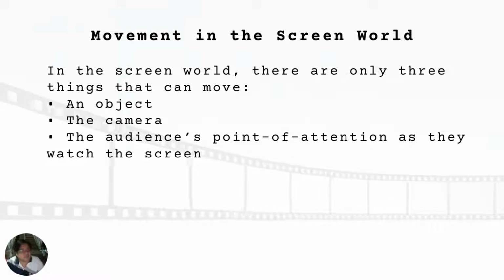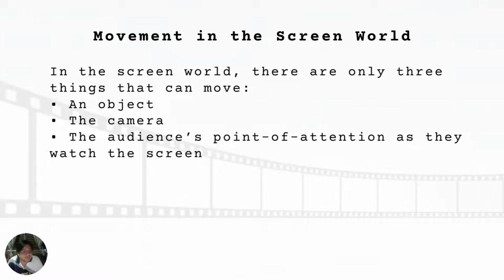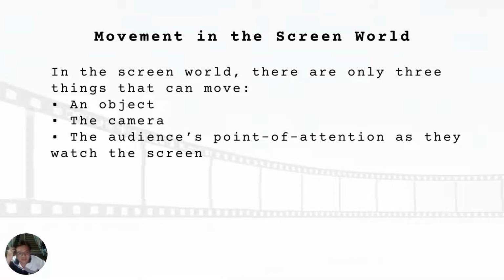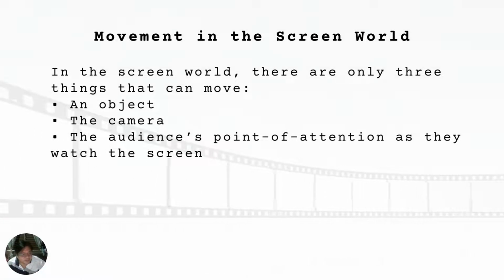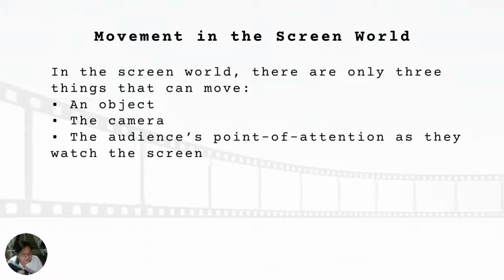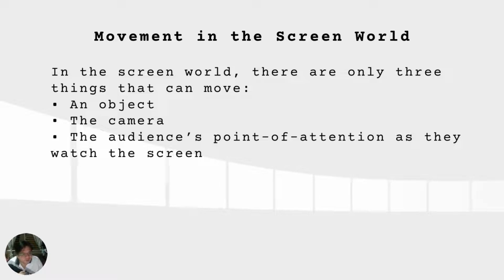Now, movement in the screen world. In the screen world, there are only 3 things that can move. You're talking about the things that you can see on screen. Number 1, an object. Number 2, the camera. And number 3, the audience's point of attention as they watch the screen. Now, this is important. We're going to discuss that a bit deeper later.